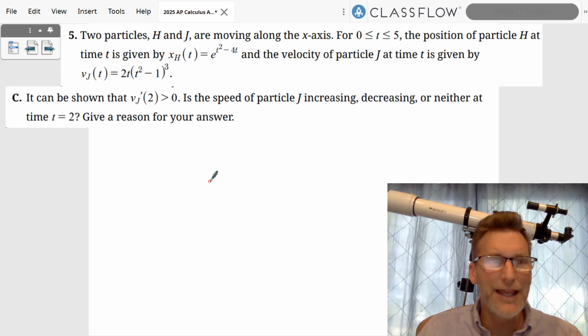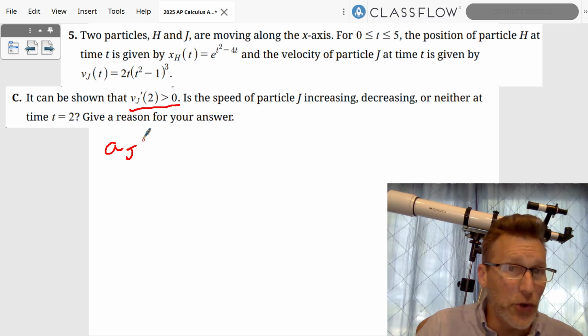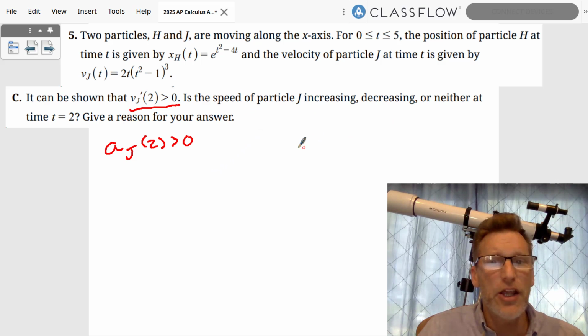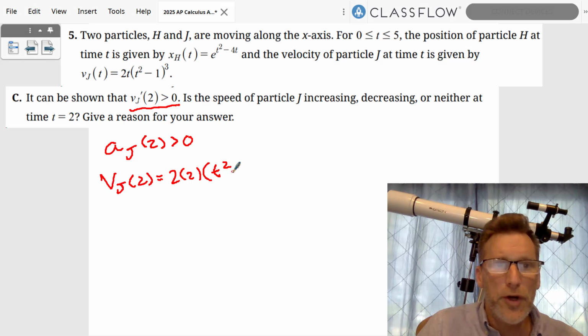Now let's go to part C. Part C says we know the derivative of the velocity, the acceleration of J, at 2 is bigger than 0. And we want to know whether the speed is increasing, decreasing, or neither at t equals 2, which means we have to know the velocity of J at 2. If we look at the velocity of J at 2, we plug it in here. We have 2 times 2, and we have 2 squared minus 1.